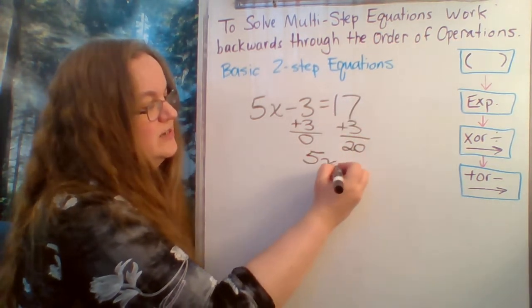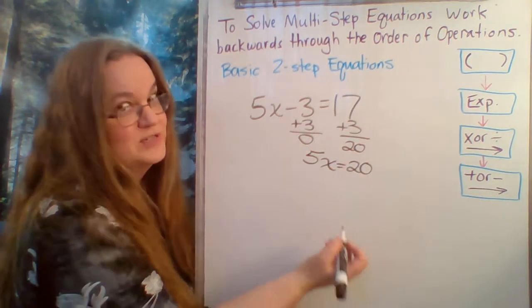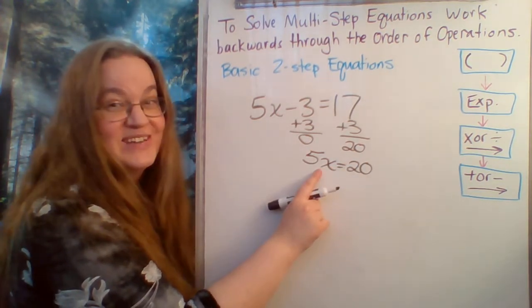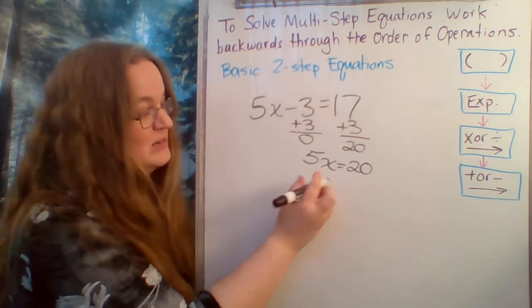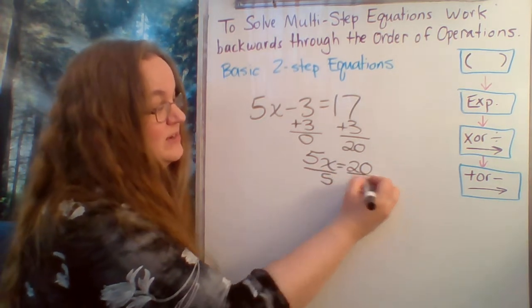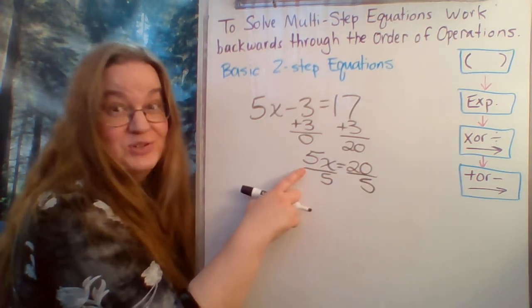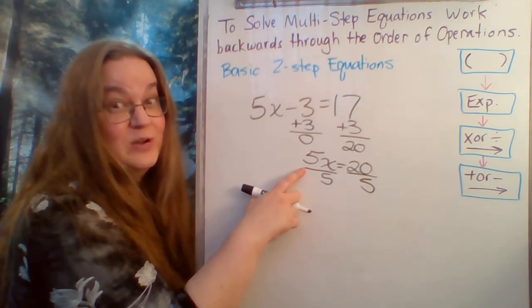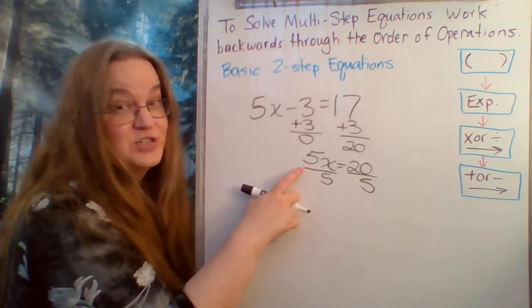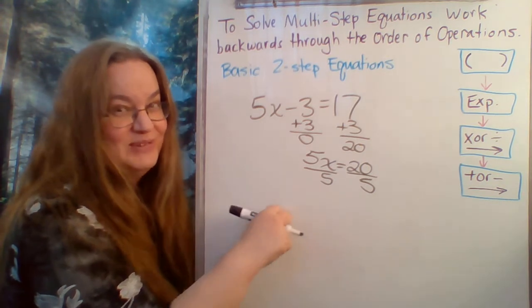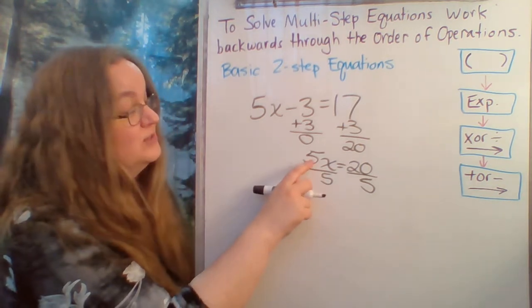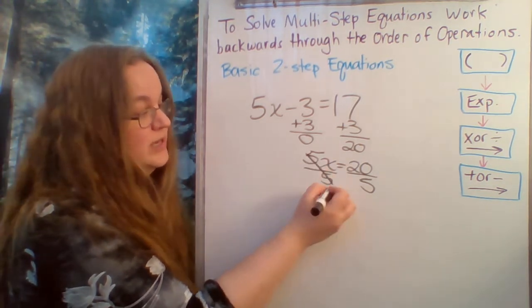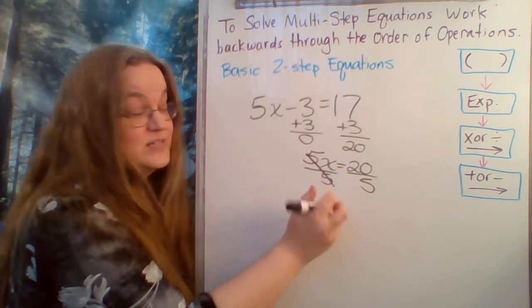So 5 times mystery number equals 20. I'm guessing you already know the answer, but let's look at the procedure. The opposite of multiplying by 5 is dividing by 5. When you are solving equations, use the fraction bar to show division. You'll make way fewer mistakes, especially when you get into algebra and you have much more complicated things that you're looking at. So 5 divided by 5 is 1, and 1 times x is x.